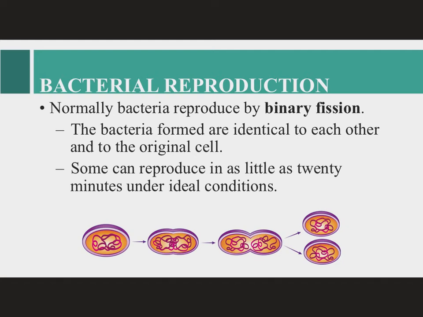If this is continued, at the end of a day, one bacterium will become nearly 5 sextillion. That's 5 followed by 21 zeros. So a lump of bacteria that large would weigh 4.5 metric tons. The bacteria formed are identical, and some can reproduce in as little as 20 minutes under ideal conditions.